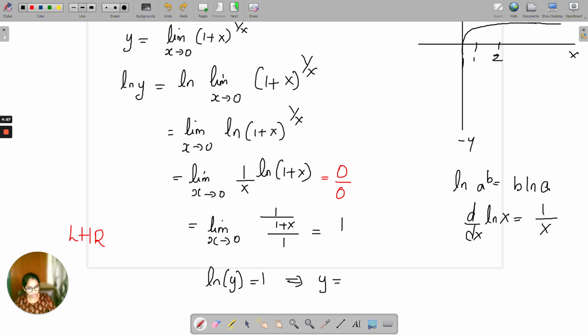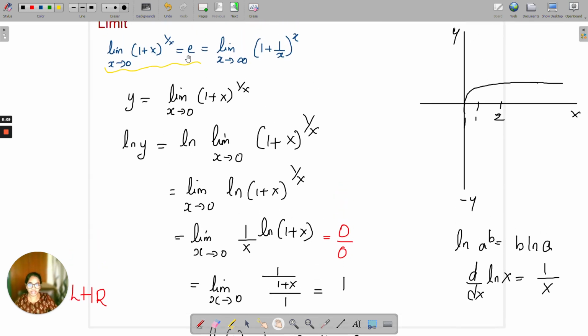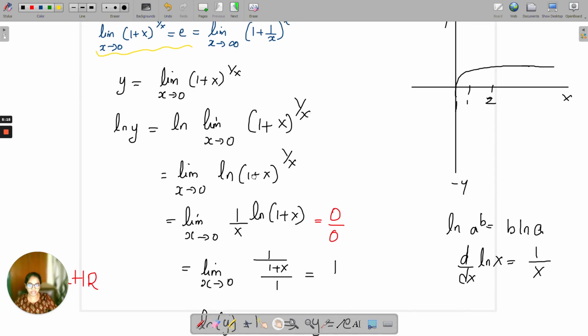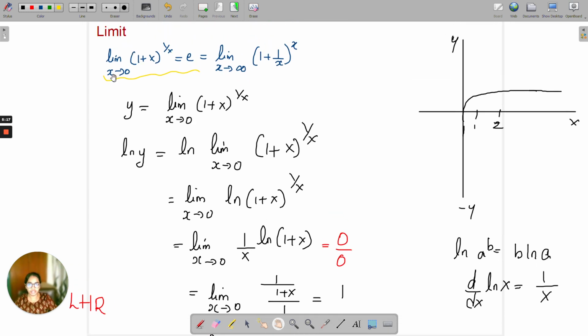How? Can we write the inverse of the ln function as e? Yes. So from y is equal to the LHS term, we arrived at y is equal to the RHS term. So we can directly write it as limit x tending to 0, (1 plus x) whole power 1 by x is equal to e.